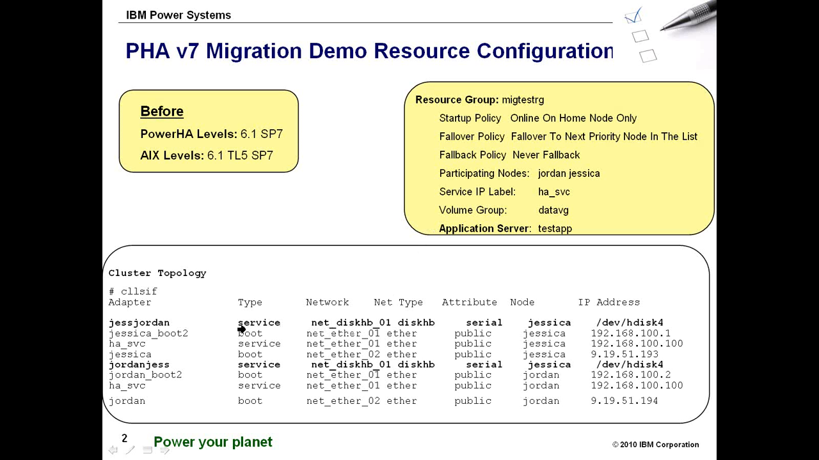Below is my cluster topology. I do actually have 2 IP networks and a single non-IP network. And I'm also going to show you what's different after the migration.